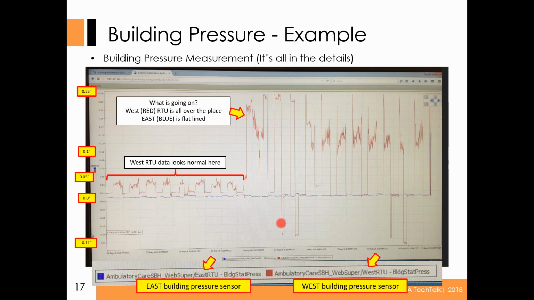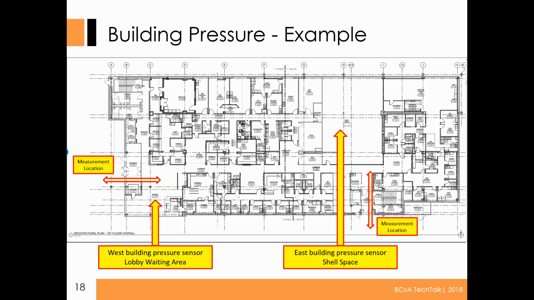So we had a couple things going on. Why was the blue basically not measuring any pressure, and then the red was just all over the place? It was also a unit that turned on and off. So trending is super important if you're doing building pressurization. Just another tip there. So where do you measure?